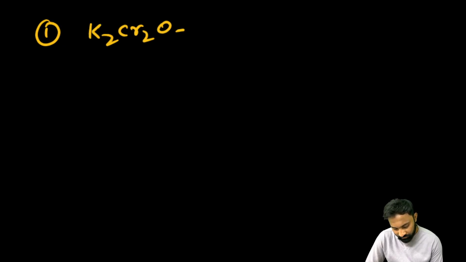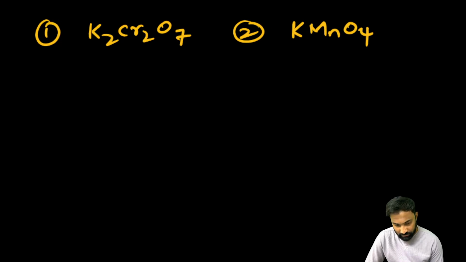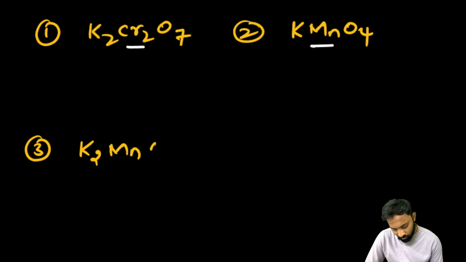Okay, now I will write the compounds. You have to tell me the oxidation numbers very fast. The first one I will explain, and the remaining cases you have to find out. First one, suppose K2Cr2O7 they have given. Second one, KMnO4, right? Now the third one, K2MnO4, right? Next.